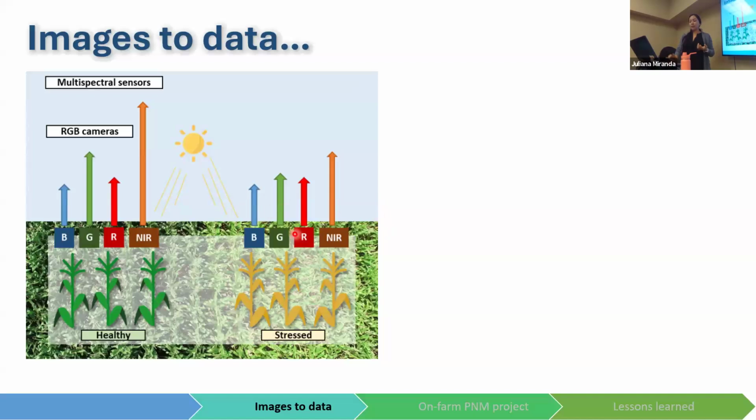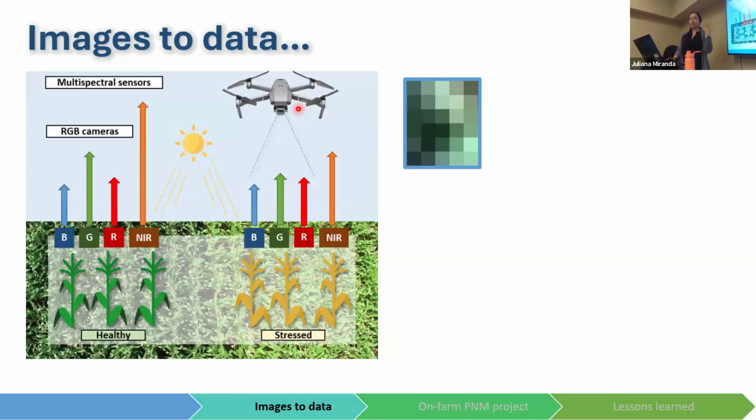Then when the plant is stressed, that green is not being reflected because the chlorophyll is the one that, well, I'm not going to go into the details because I'm going the other way. But everything is about that light that is reflected. And the sensor that is mounted on the drone or a satellite is what captures that reflection from the plant and stores it, as in the case of cameras, in images.